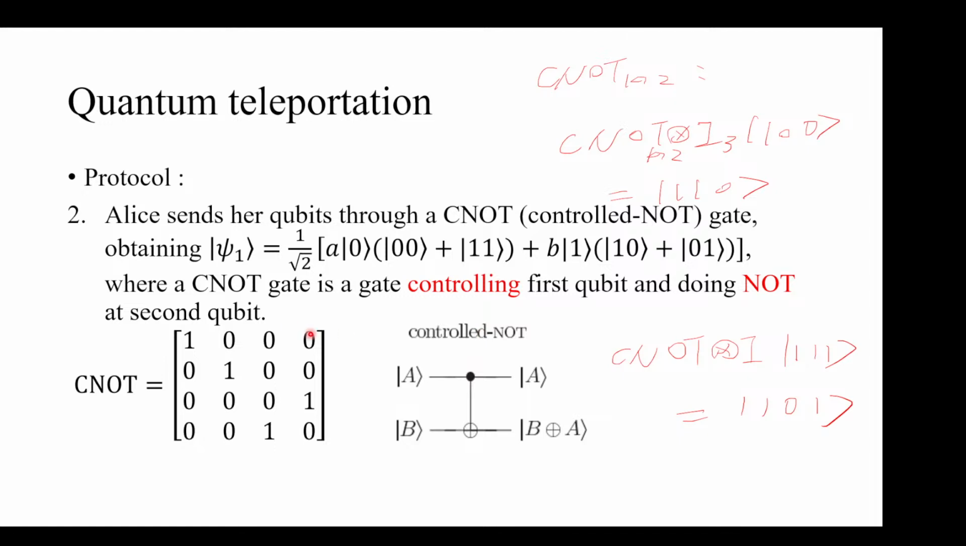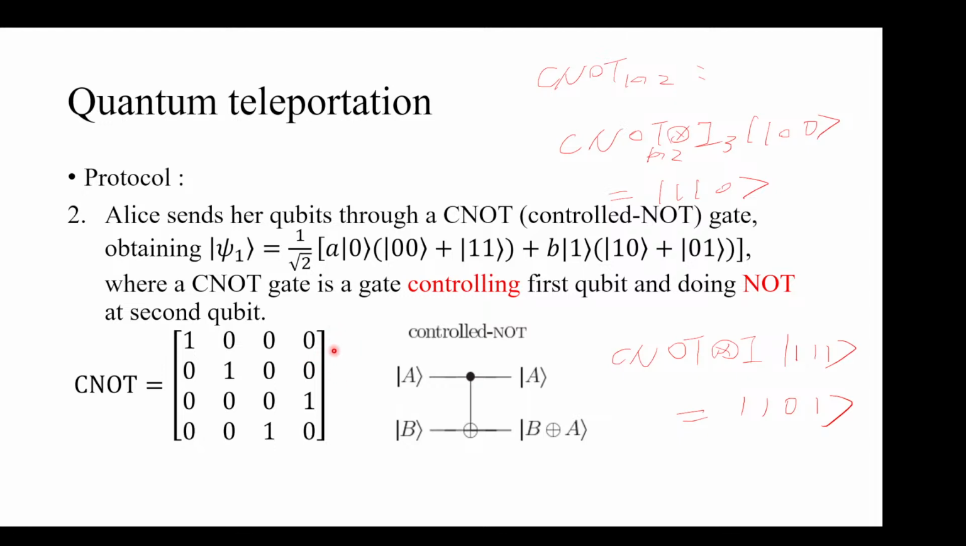So that's the controlled-NOT gate. For now, the easiest way to define it on a quantum circuit is thinking about defining it on these two-qubit states. The two-qubit space is a four-dimensional space, so we just have a 4x4 matrix here.